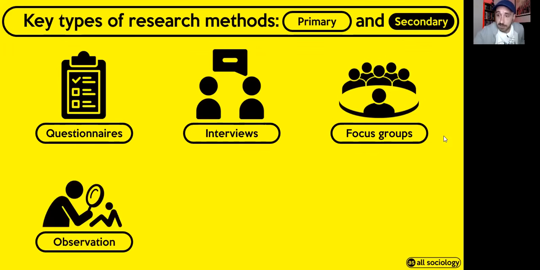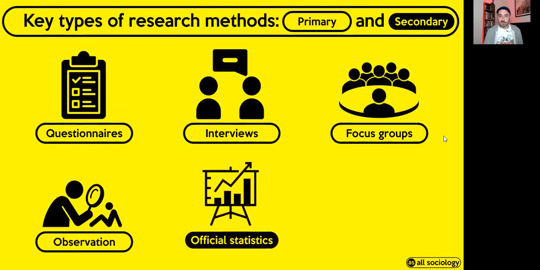Observation, and there are a variety of types of observation. We can talk about covert observation, which is when you go undercover and people don't know that you're watching them. We can talk about overt observation, which is when you are overt and people know you're watching them. And we can talk about participant, where you as a sociologist actually get involved with the behavior of the group you're studying, or non-participant when you don't.